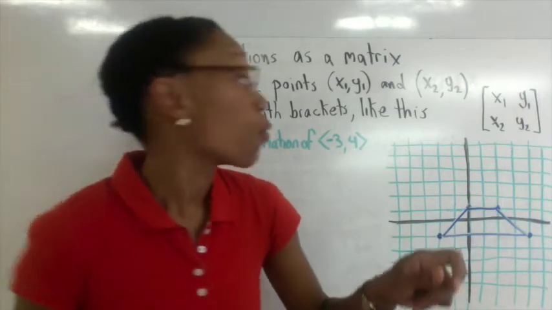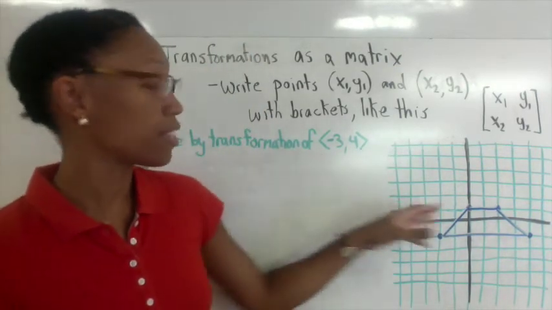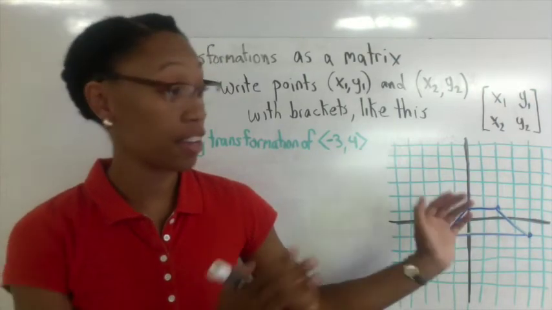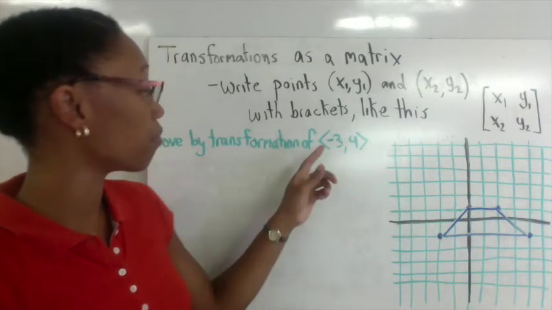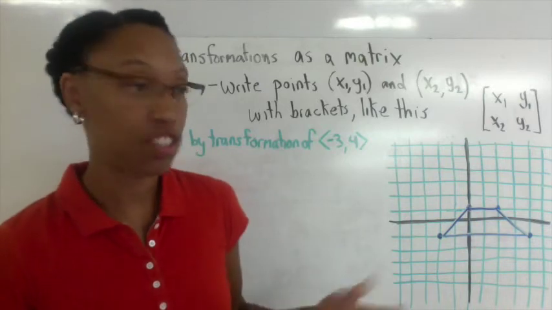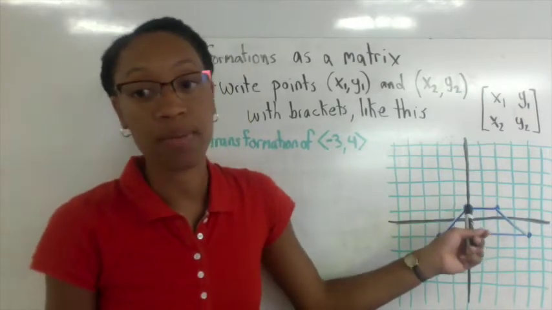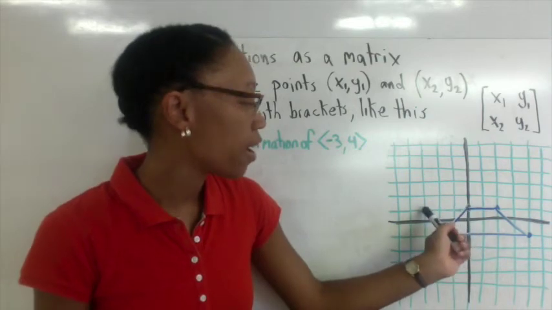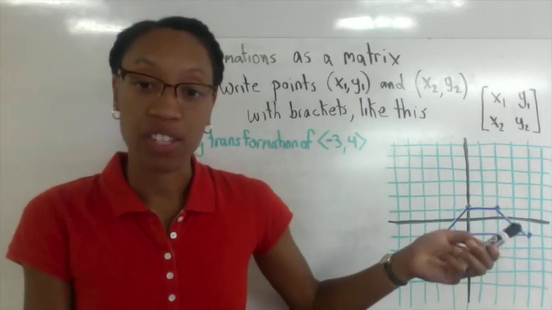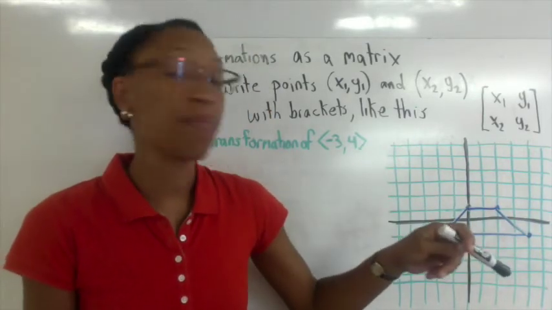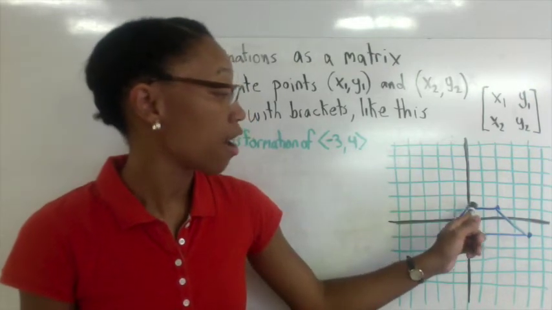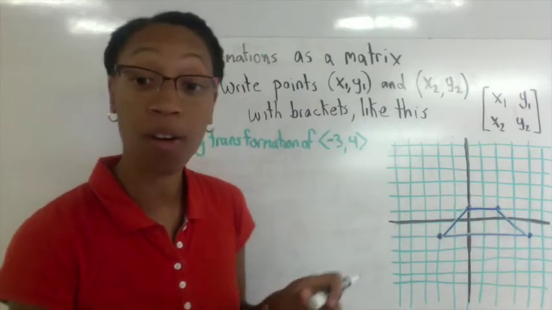So let's see if we can take this blue trapezoid and transform it by a transformation. Let's see if we can do a shift of the vector -3, 4. All right, so now I could just do this by taking each one of these points and just counting over -3 and up 4 and putting where the new point goes, right? However, I'm going to do this using matrices. So in order to do that, first I need to define where each of these points are. So let's just go ahead and count out where they are.